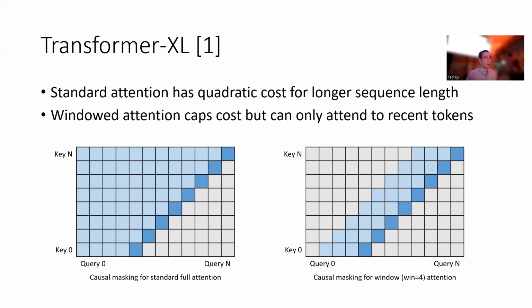So we'll start by talking about Transformer XL. All right. And so we've got two diagrams here. On the left is standard attention. Every query and every key get compared to each other.